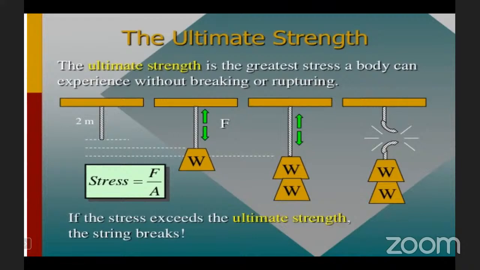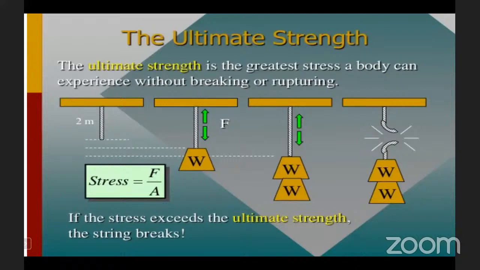The next one, ultimate strength. What is the ultimate strength? The ultimate strength is the greatest stress a body can experience without breaking or rupturing. So this is called the ultimate strength. However much weight you apply, it is the limit without breaking.